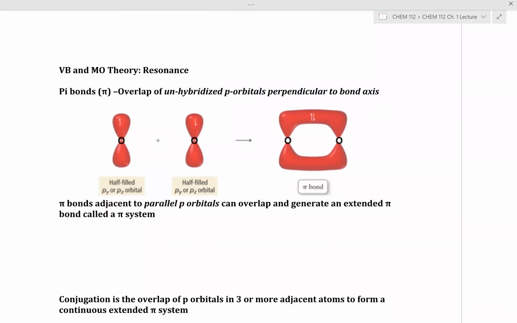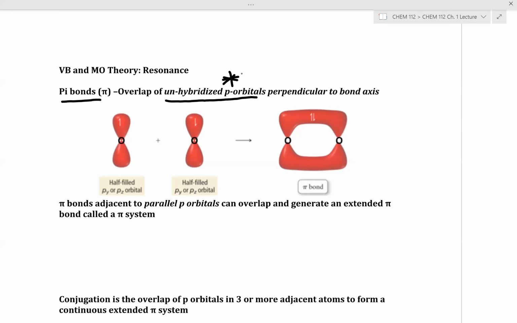So let's now take a look at resonance from the perspective of valence bond and MO theory. Let's try to get a sense of what orbital interactions are a signpost, an indicator of resonance. So let's touch on our pi bonds. Pi bonds are the overlap of unhybridized p orbitals. So just keep that in the back of your mind. To have a pi bond, an unhybridized p orbital.